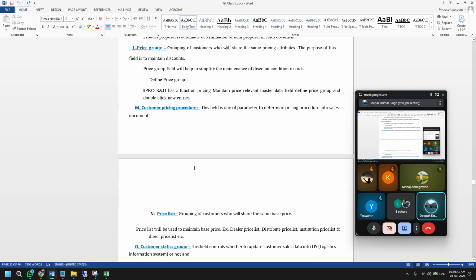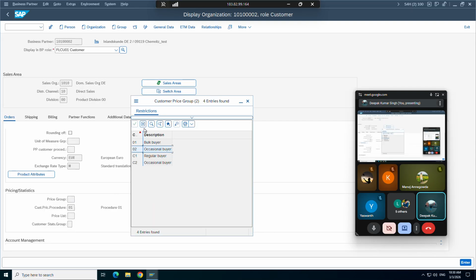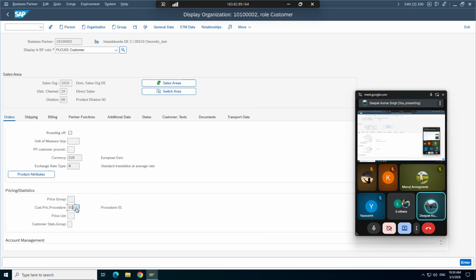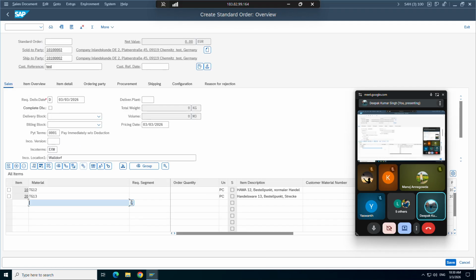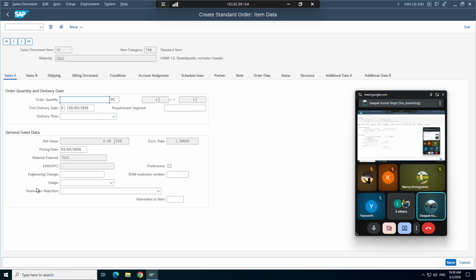Then the customer pricing procedure. This is an important field for us. If you noticed yesterday, I changed it, I think earlier it was some other value, and I maintained it to 01. To see where it helps, let's go to the document which we were trying to create. I have not entered a quantity. Let's put one quantity. Go to item.